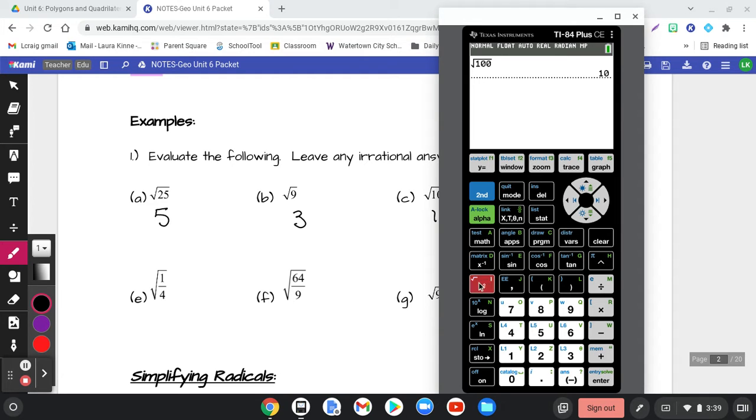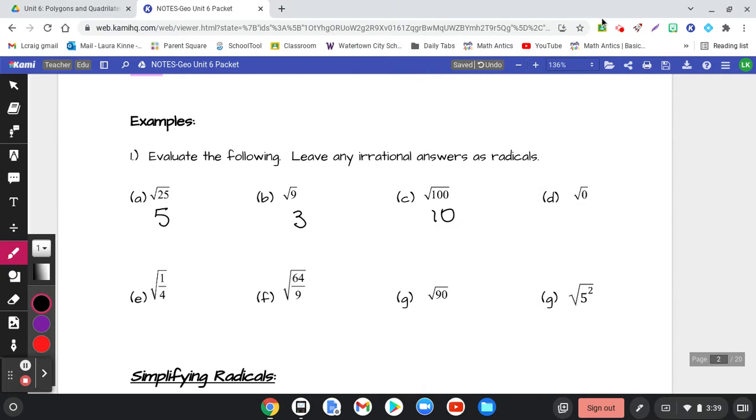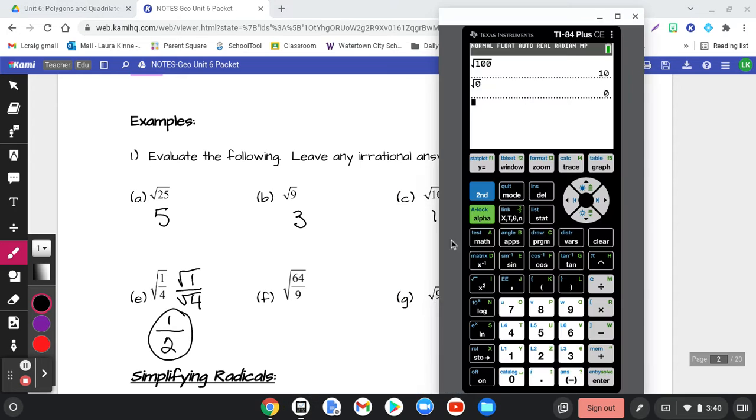The next one, square root of 0, instead of guessing, put it in your calculator. 0, just to be sure. Now, when you want to put a fraction in, basically what's happening is you're taking the square root of the top, square root of the bottom, square root of 1 is 1, and the square root of 4 is 2. Now, I did that by hand. If you wanted to put it into the calculator, second x squared, alpha y equals, enter to put your fraction in, and then 1 over 4. The nice part about doing it this way, it's going to simplify it for you.